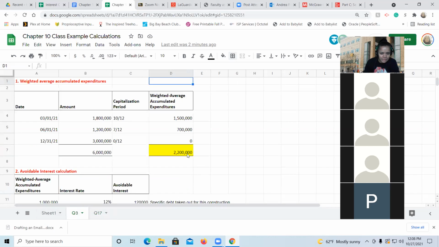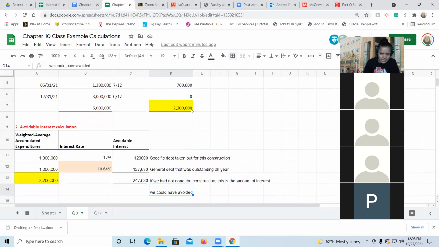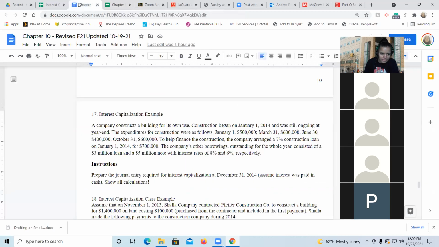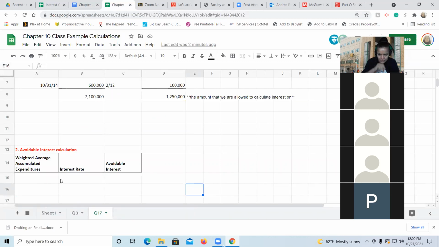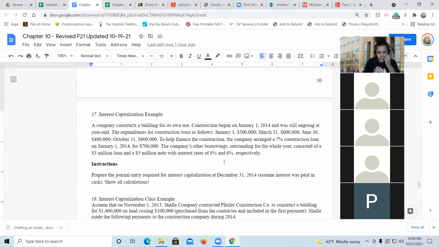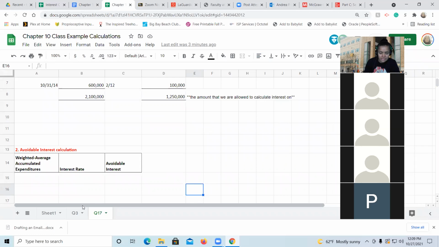I'll just go back here to remind you how it works. The avoidable interest is based on the weighted average number that you just calculated. That should be the total dollar amount that you're calculating interest on. You have to look to see whether there was specific debt that was taken out for this construction. If you look at the question, the company did take out a 7%, $700,000 loan. That will be the first line on the avoidable interest. But you spent more than $700,000, which means you also have to look at the other debt that was outstanding and calculate a weighted average.